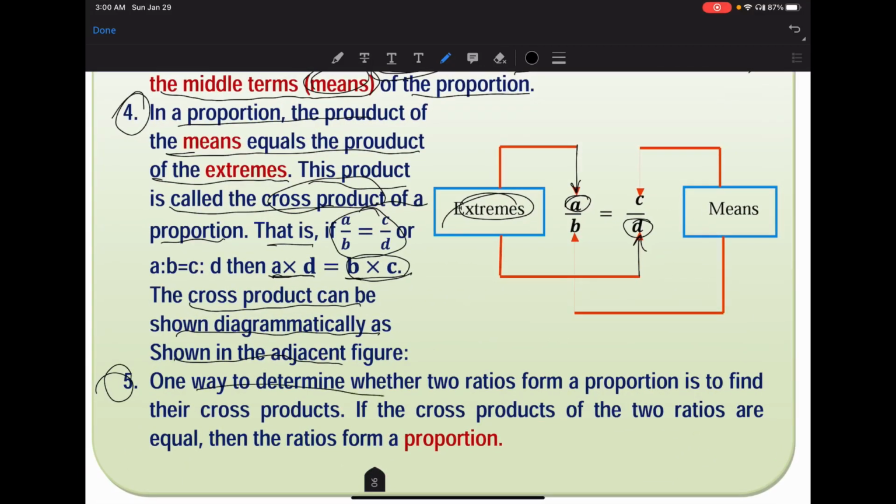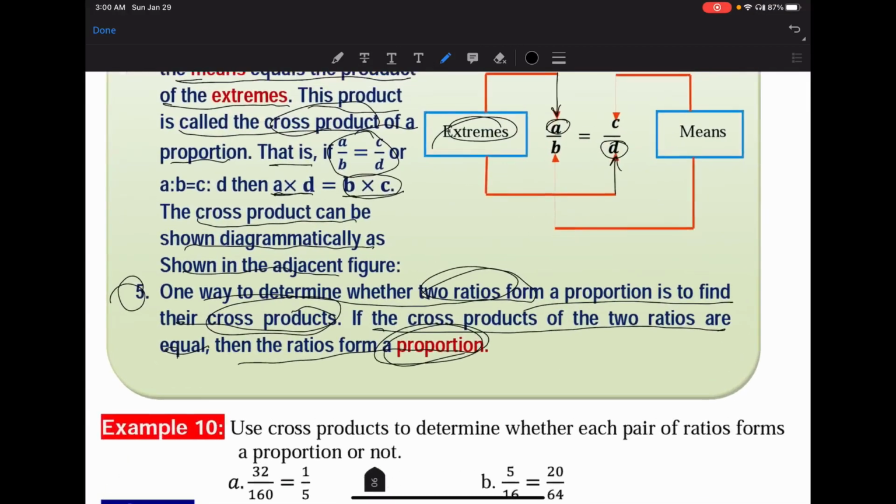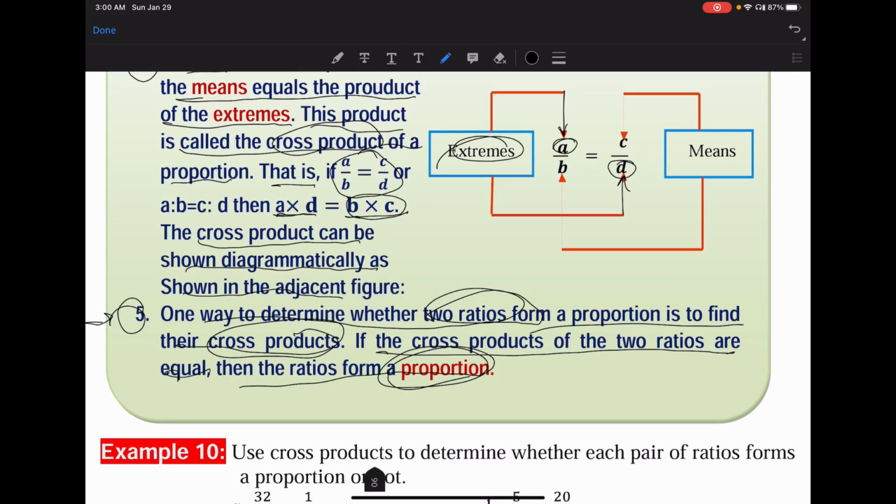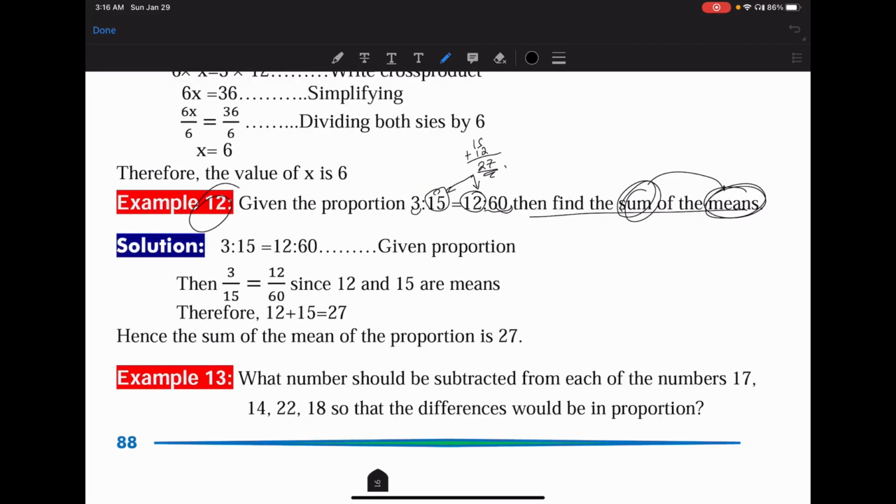አምስተኛ one way to determine whether two ratios form a proportion is to find their cross products if the cross product of the two ratios are equal then the ratios form a proportion ይሄ by the way በጣም ኢምፖርታንት ነው በኋላ ጥያቄ እንሰራለን ሁለት ሬሾዎች ይሰጡንና are they in proportion እንባላለን then ምንድነው የምናደርገው we formulate the product of the means, we formulate the product of the extremes, and if the product of the means is equal to the product of the extremes, then we say that the two ratios are in proportion ማለት ነው። Okay, example 13 እንሞክር.